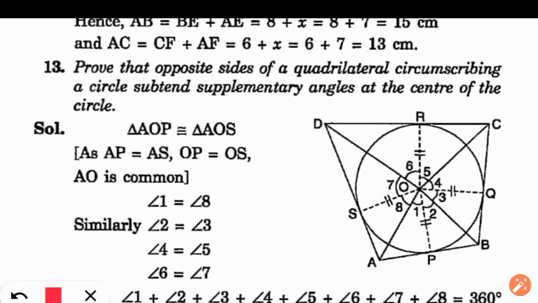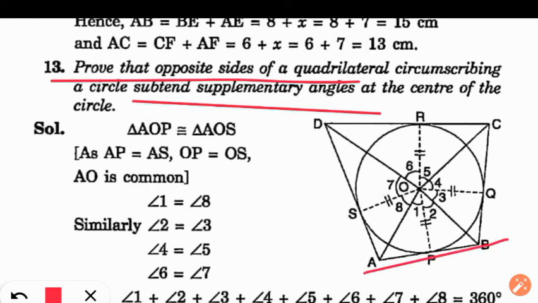Prove that opposite sides of a quadrilateral circumscribing a circle subtend supplementary angles at the center of the circle. Here we have the quadrilateral ABCD, so these two are the opposite sides. Now if I ask you which angle side AB makes with the center, you will say this one. With this center, side AB makes this angle.